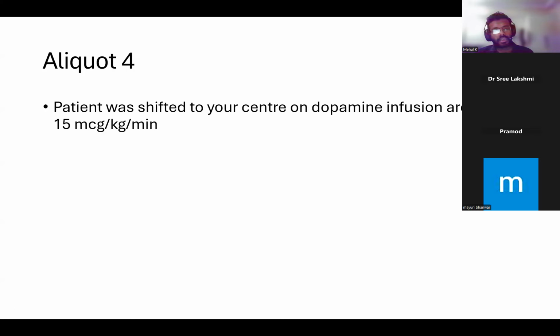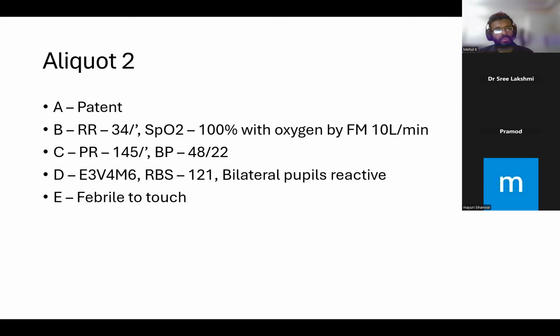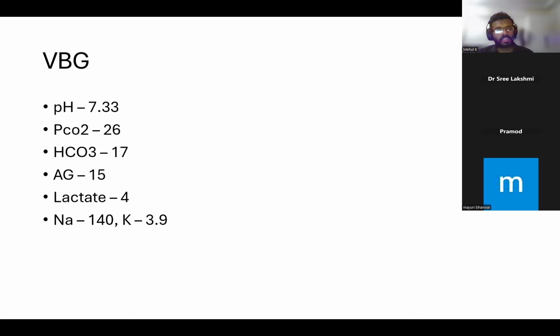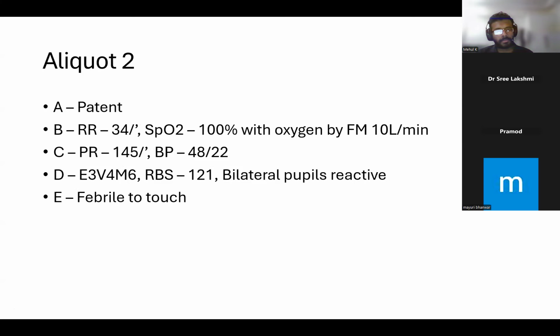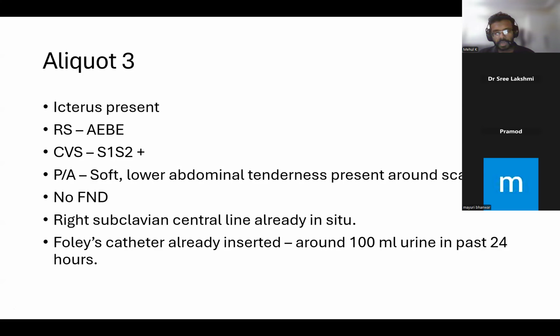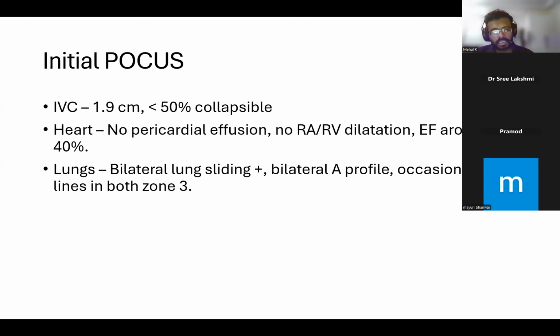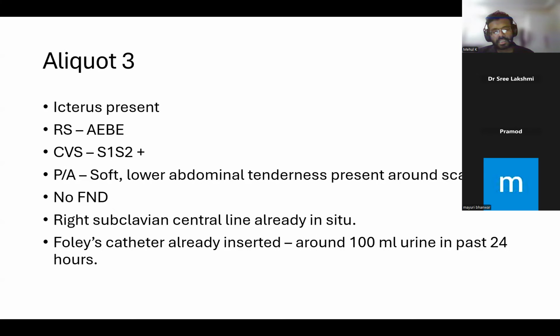Another thing that you'll have to decide is whether you want to change the central venous line or not. The patient already has central venous access here, right subclavian. So one thing you have to look for when you have a subclavian line is whether the patient has a pneumothorax or not. That is why the focus here was important. Lung sliding was present, so it is unlikely that the patient has a significant pneumothorax leading to shock. But the question is whether you want to change the central line to something else because the patient is septic, or you just want to continue to use that line.